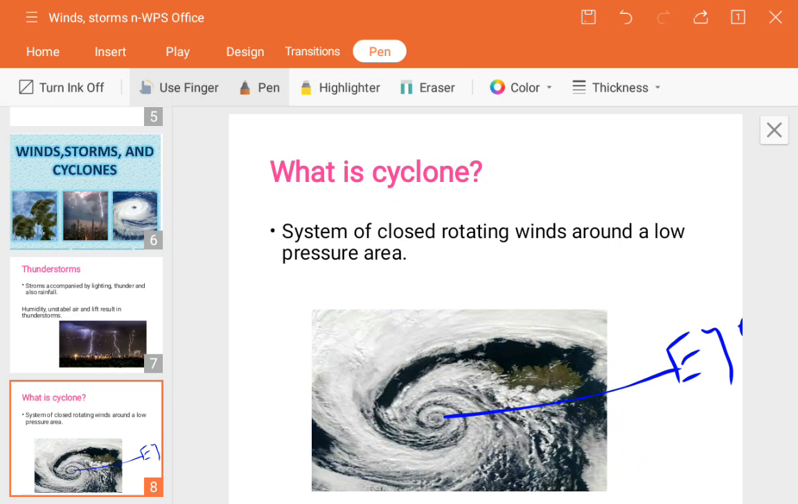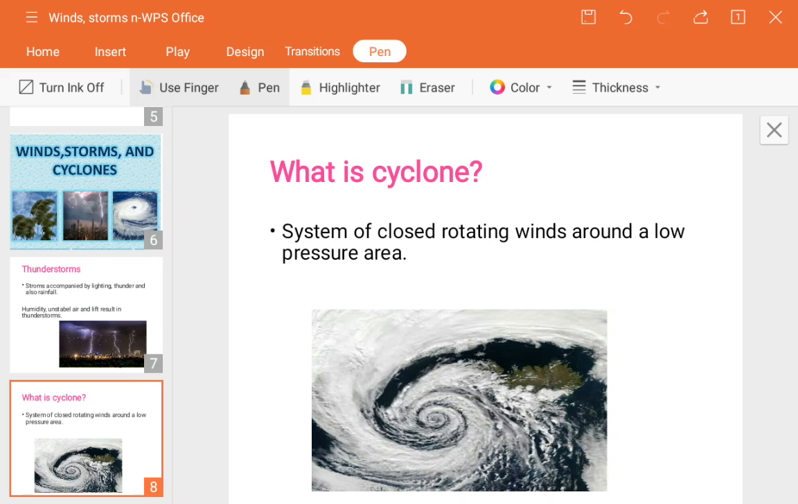Okay, so here what happens: at the middle, the convergence takes place. More cool air converges towards the center, and the center is a lower pressure area. Now what happens here is that it results in high speed winds revolving around the low pressure center.